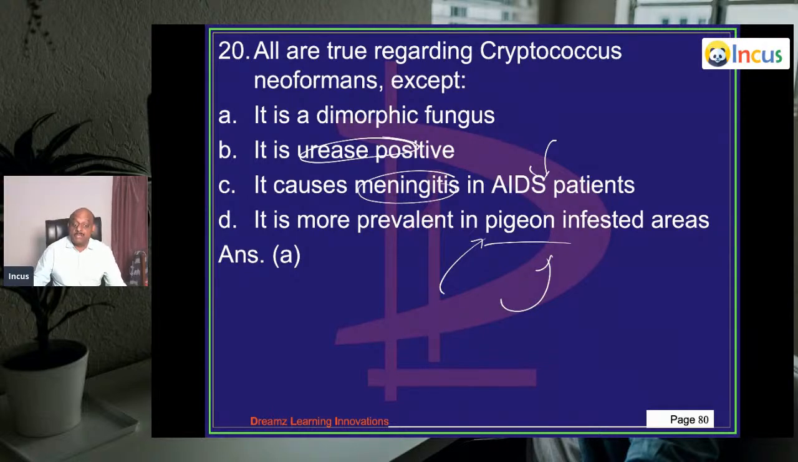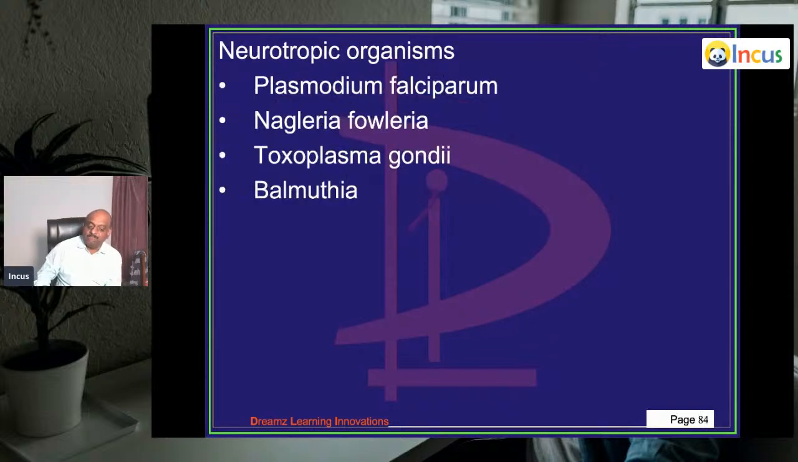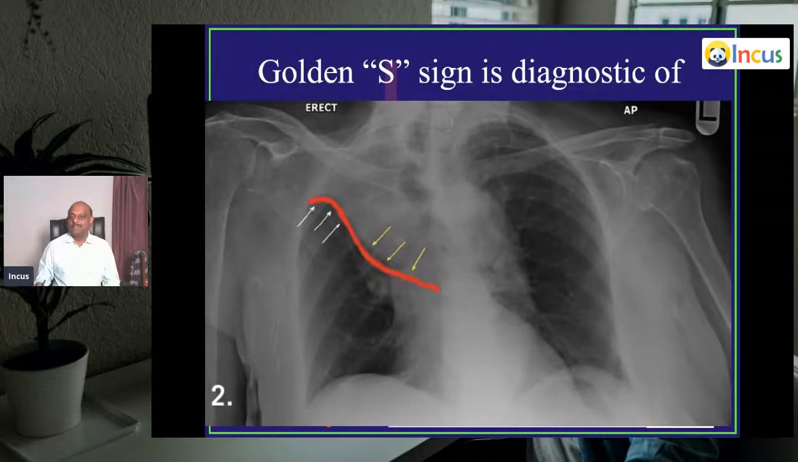So Cryptococcus neoformans, which are neurotropic organisms. So Toxoplasma, Naegleria, Plasmodium falciparum, Malmuthia, they are all called neurotropic organisms.